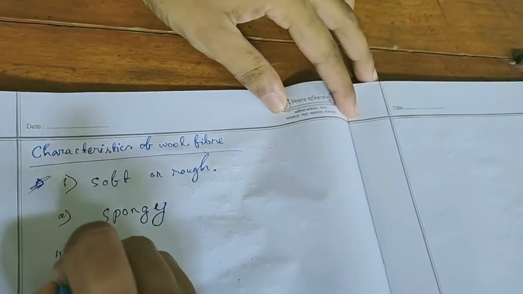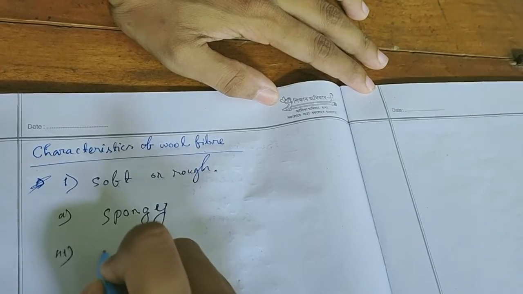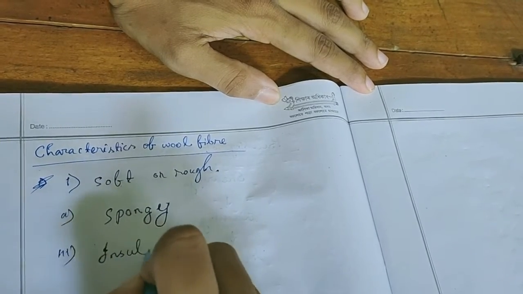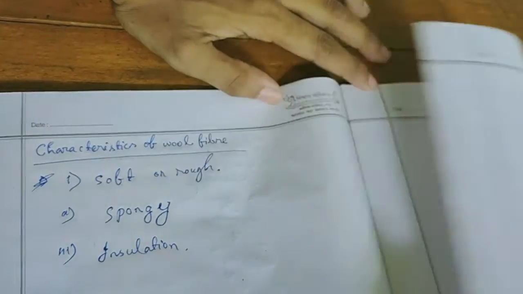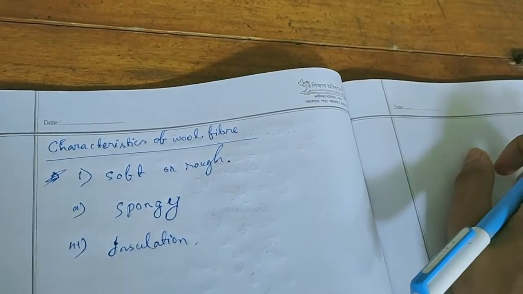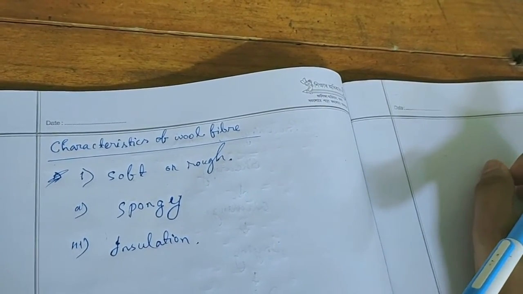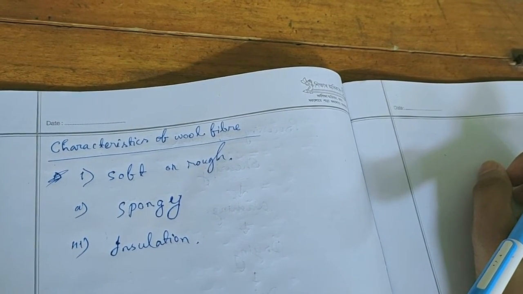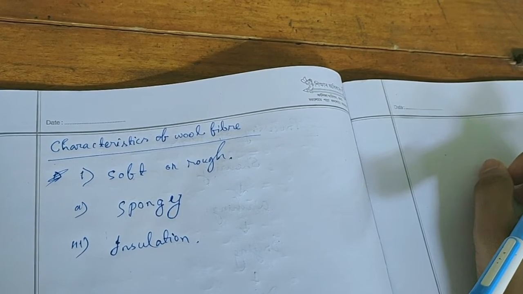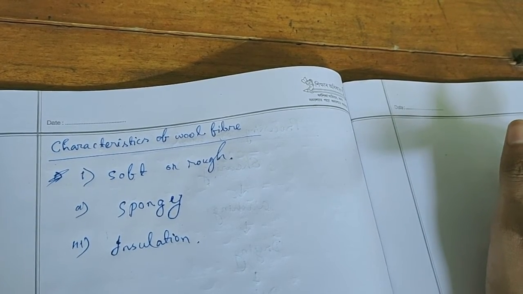Then number 3 is insulation. Number 3 characteristic is insulation. Wool creates insulation for the wearer as it traps air close to the skin. The body heat warms the trapped air, thus making the wearer feel warm.